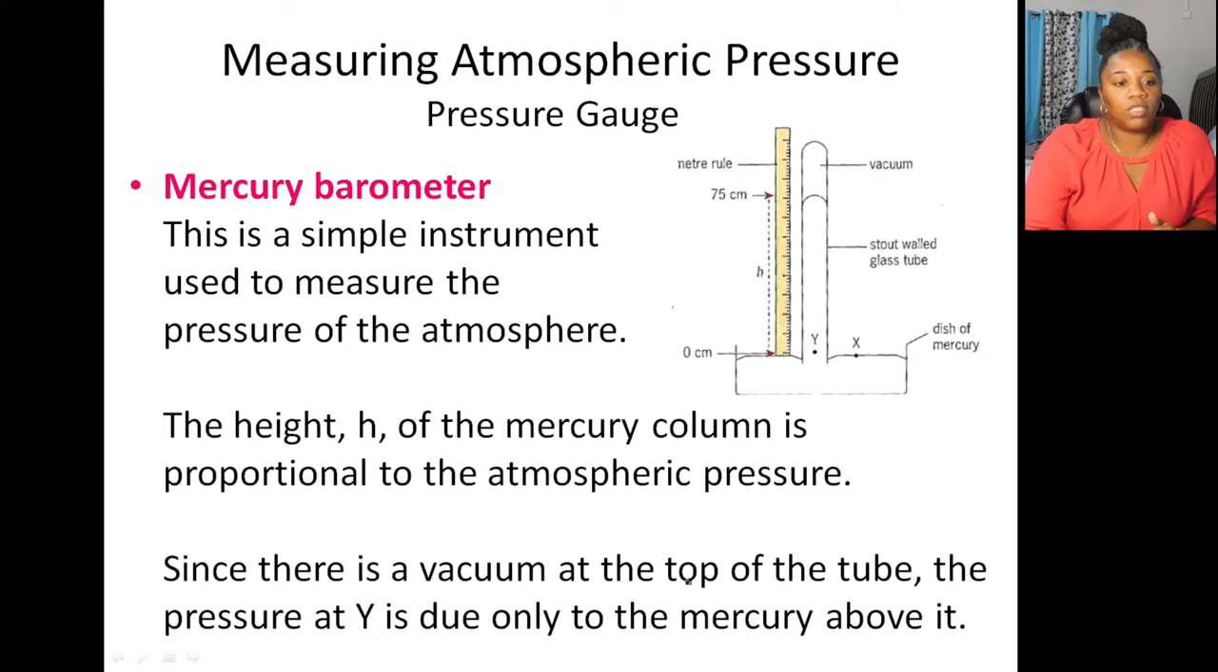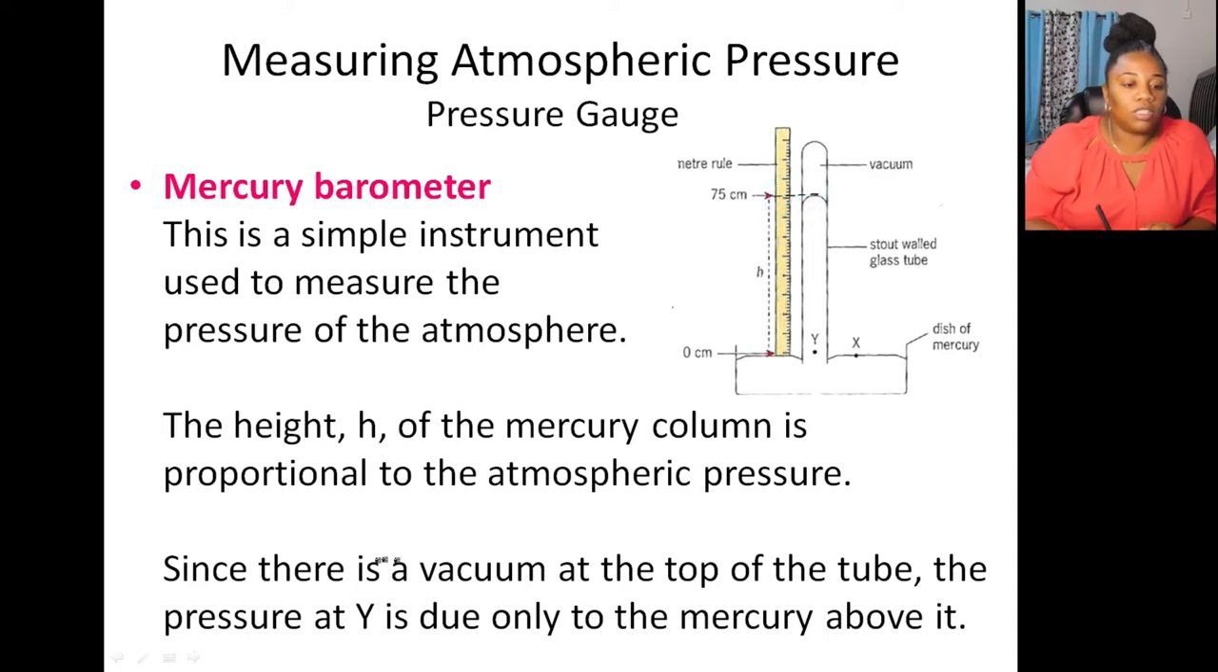We have the mercury barometer, and this is a simple instrument used to measure the pressure in the atmosphere. It is made of mercury. All of this is mercury. And then we have an upside down cylinder and a dish. Right? The height of the mercury column is proportional to the atmospheric pressure. And so you do know that pressure can be read in meters, centimeters, and millimeters. It can be read like that. So the pressure experienced is 75 centimeters, in fact. That's the height from this point here, the level of liquid here, to the meniscus of the mercury.